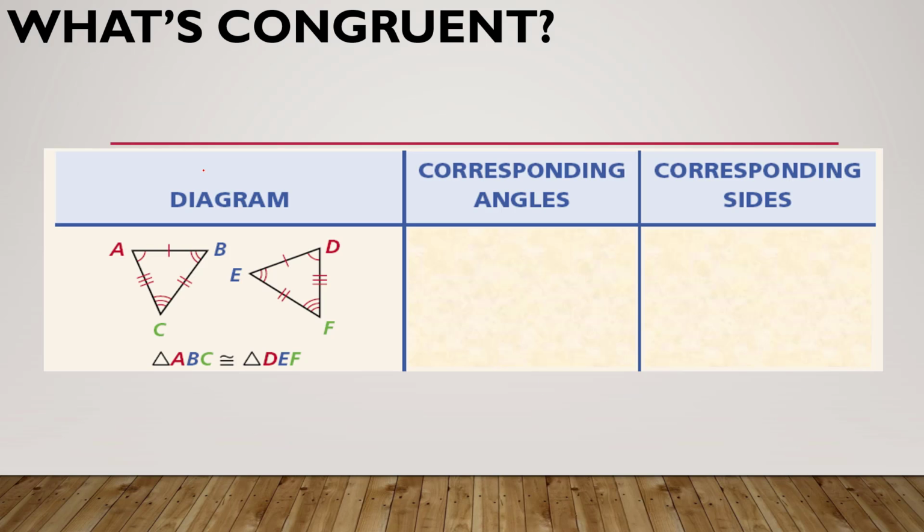So what's congruent? You'll notice that I've done a lot of color coordinating. The color coordinating helps us to understand what parts are congruent. So we have angles that are congruent, and for the purposes here, I made the congruent angles the same color. So angle A is congruent with angle D. Angle B is congruent with angle E. Angle C is congruent with angle F.